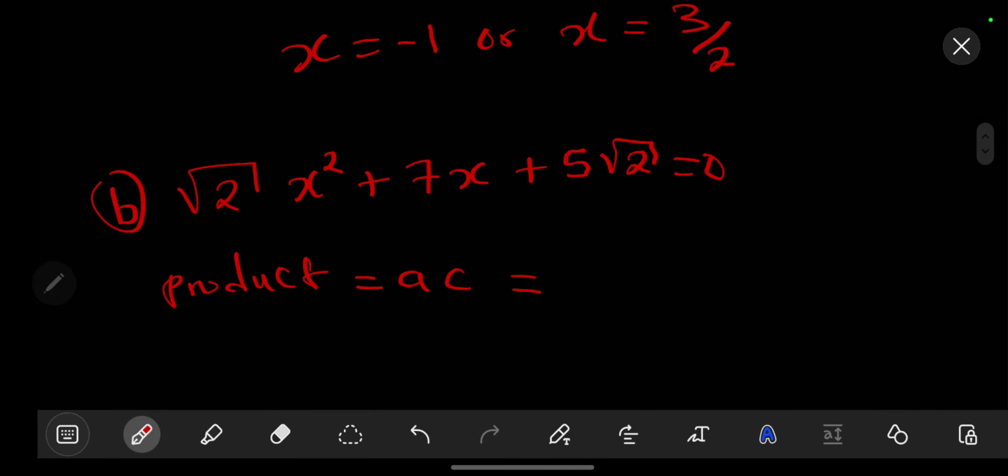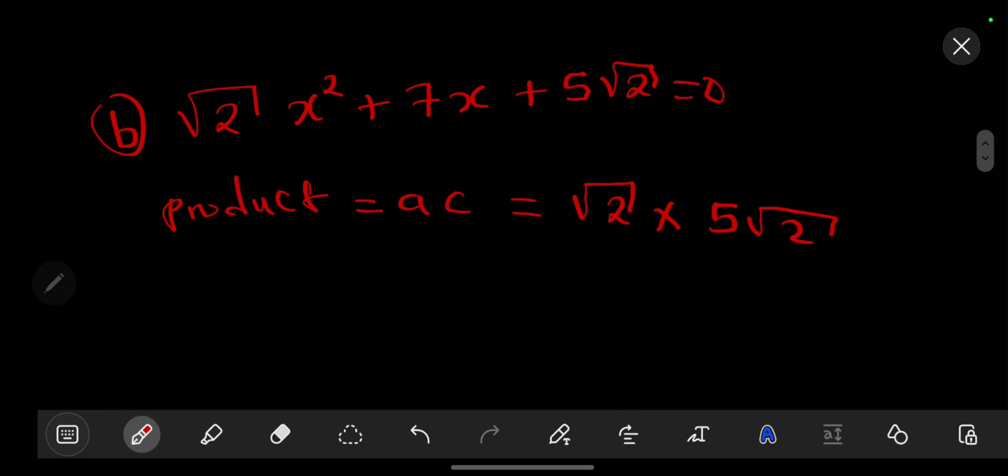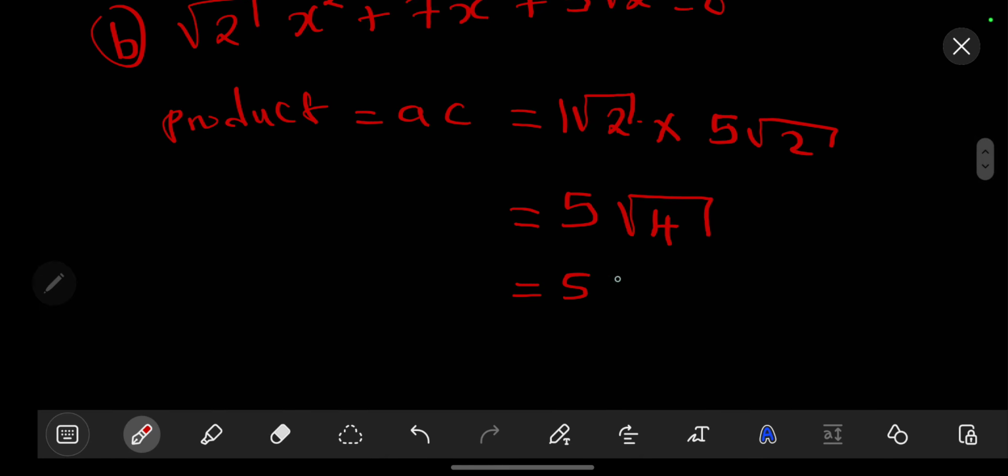So this should be equal to the square root of 2 times 5 times the square root of 2. What happens is that you just write the numbers outside and multiply them. 5 times 1 will be a 5. Then the square root of 2 times the square root of 2 is the same as the square root of 4. You multiply the numbers inside if the root is the same. Square root of 2 times square root of 2 is 4, which will give you 5 times 2, because the square root of 4 is 2. You're just going to consider the positive. So we have a 10. So this is our product.